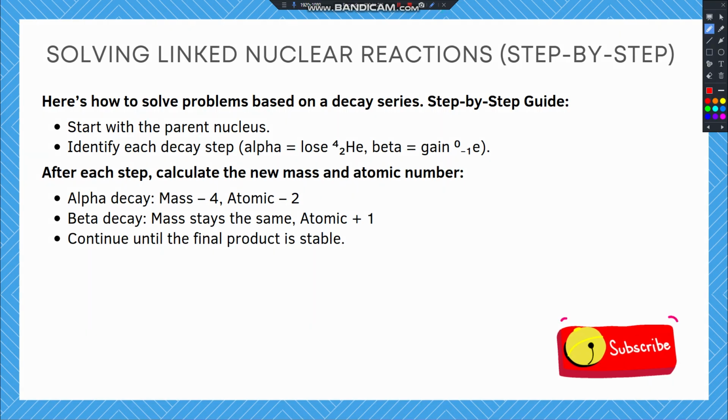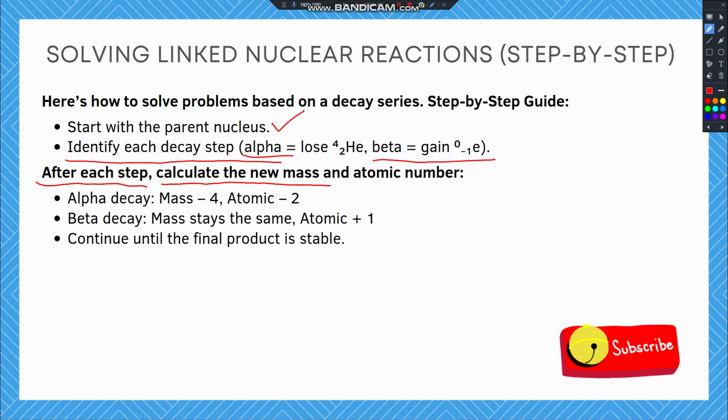But before we do that, let's see the steps involved in solving a nuclear decay series. The first thing you are to do is to start with the parent nucleus and then identify each decay step. If it's an alpha decay, identify it. If it's a beta decay, identify it as well. And then after each step, calculate the new mass and atomic number. So if it's an alpha decay, the mass number reduces by 4 and the atomic number reduces by 2.